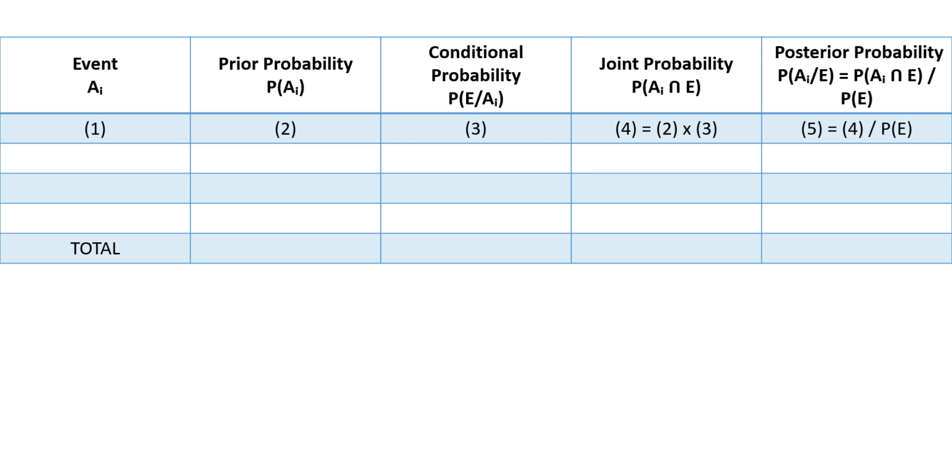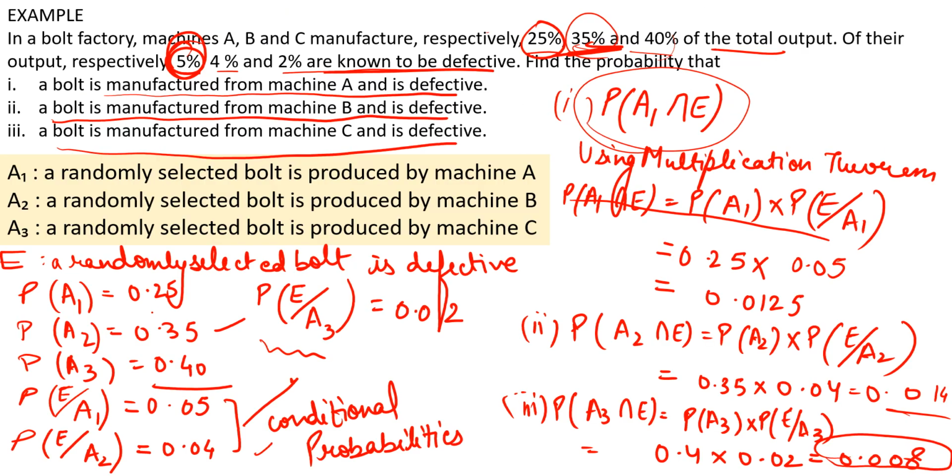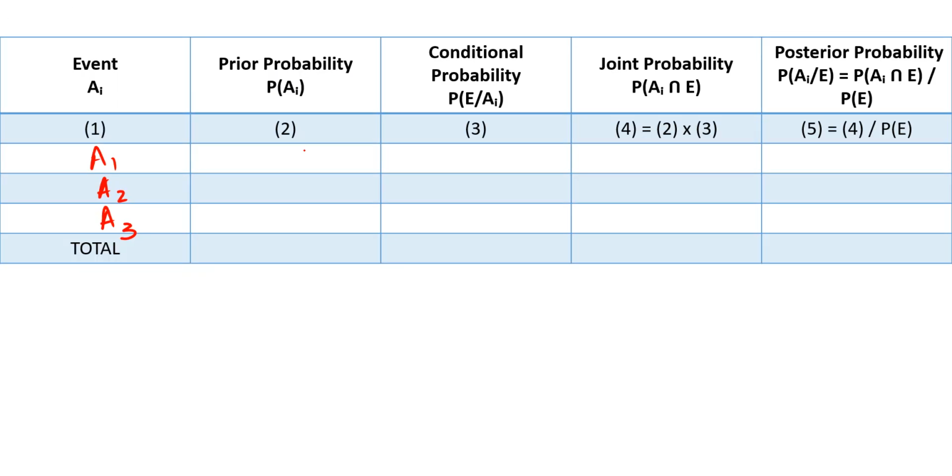So now when we want to convert into a table, the events Ai are simply A1, A2, A3. Now the prior probabilities, probability of Ai, from here we can simply write down these probabilities: 0.25, 0.35 and 0.4. Remember this, the sum will always be 1 over here.